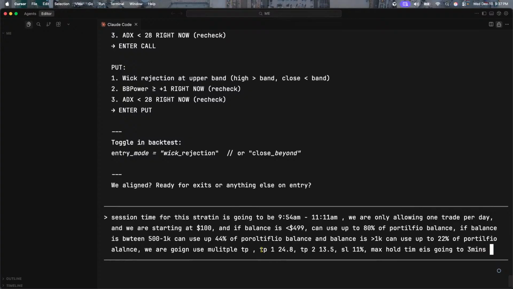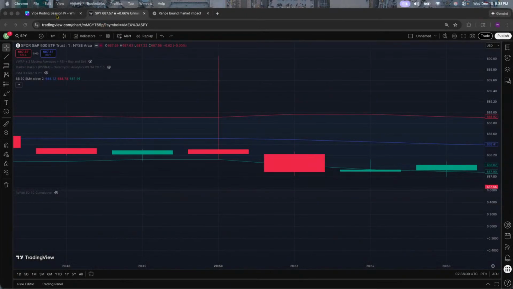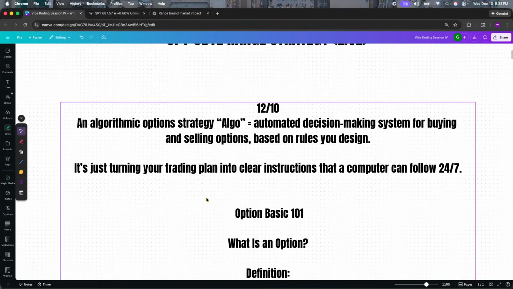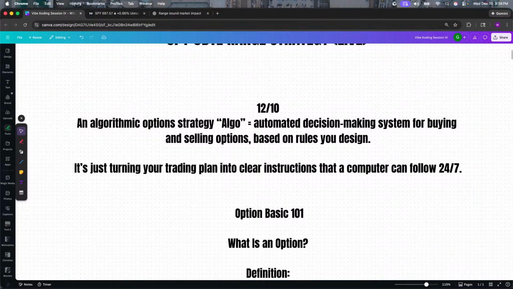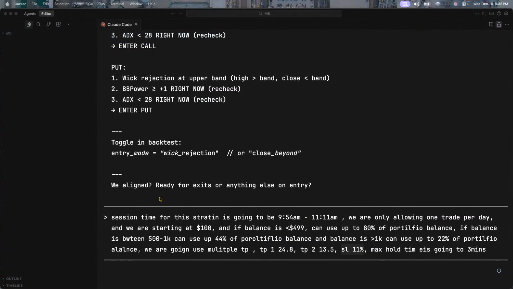So what we just did, we set up limit orders. You just didn't know it. I set up 2 limit orders and then a limit stop loss, then a maximum hold time. So remember I said, what is a strategy? What is an algorithm? We're just going back to what we started. So what is an algo? An algo is an automated decision-making system for buying and selling options based on rules we design. So we're designing these rules right now. You just didn't know it.